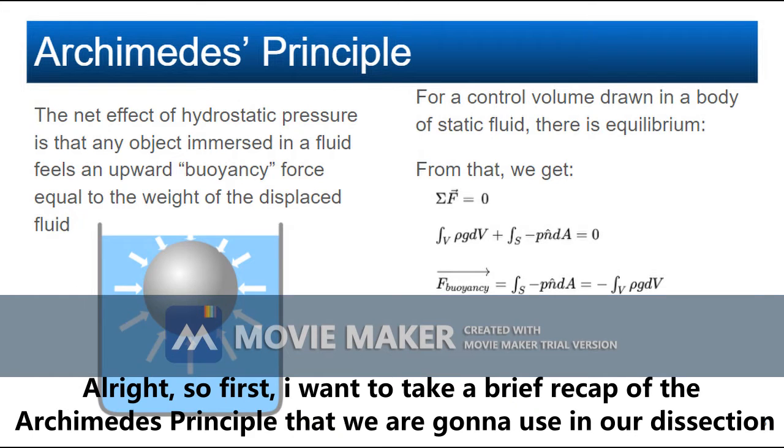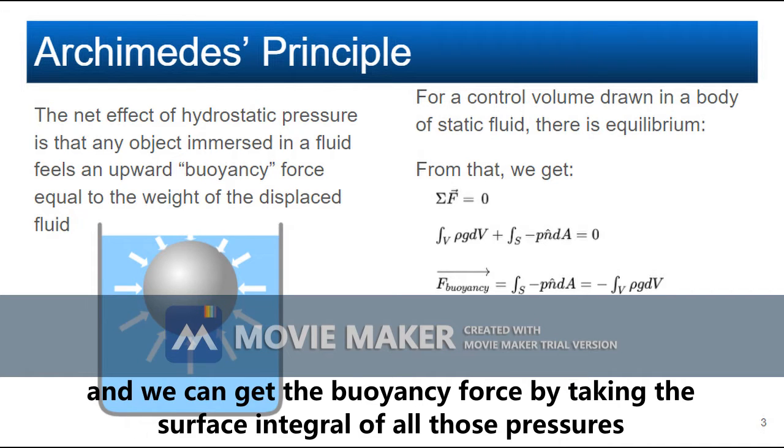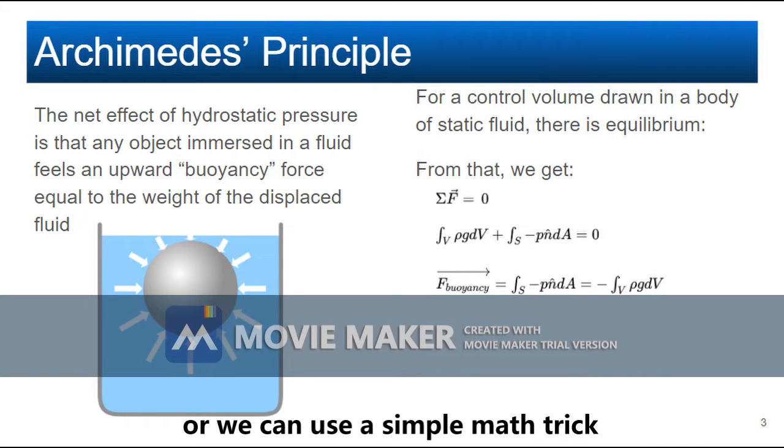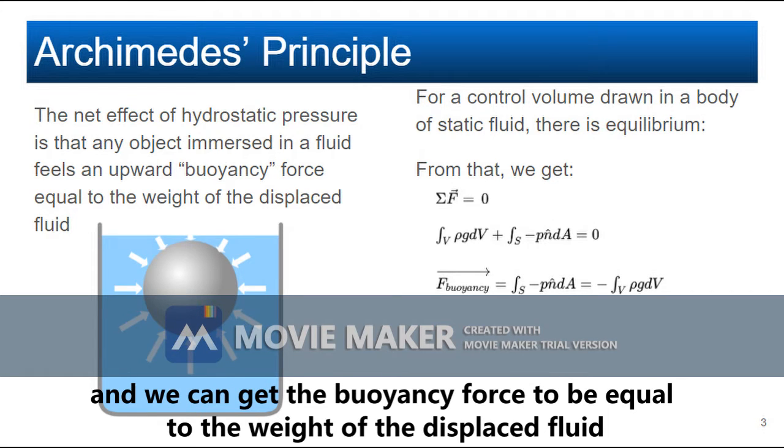Alright, so first I want to take a brief recap of the Archimedes principle that we are going to use in our dissection. So for an object submerged in a fluid, the hydrostatic pressure will act on it from outside and normal to its surface. And we can get the buoyancy force by taking the surface integral of all those pressures, or we can use a simple method, which is taking the same control volume but with static fluid. And like I did on the right side right here, we can get the buoyancy force to be equal to the weight of the displaced fluid.